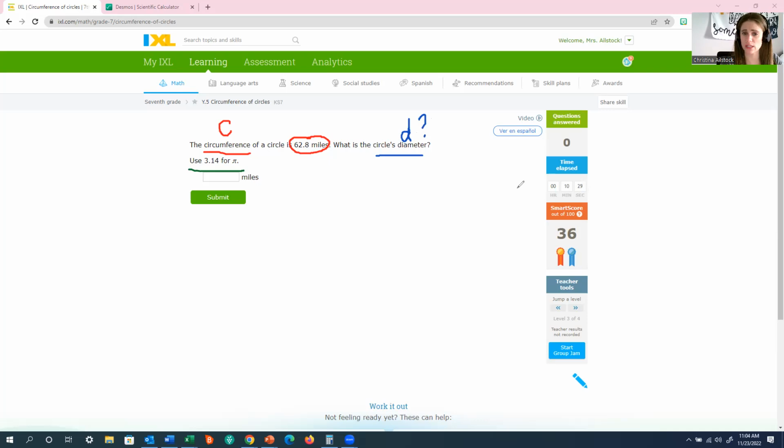So even when the question's different, our first couple steps are the same. We always identify the information we're given, and then we're going to put it into our formula. Since we're being asked to find the diameter, let's use the diameter formula.